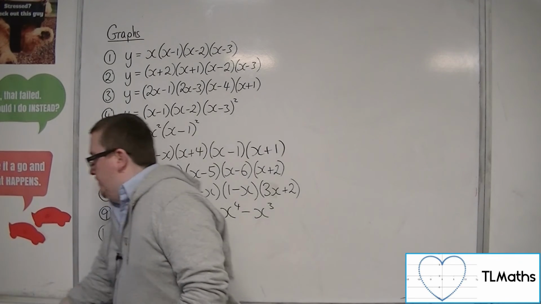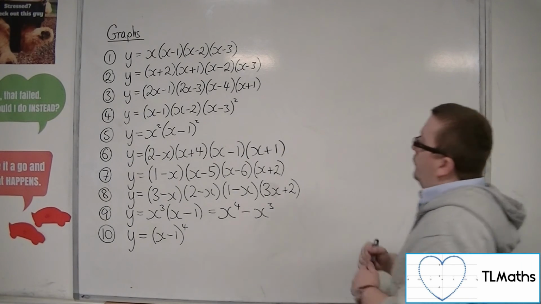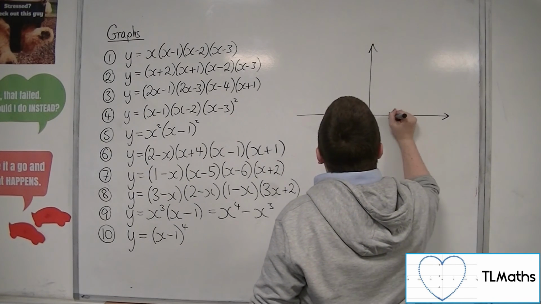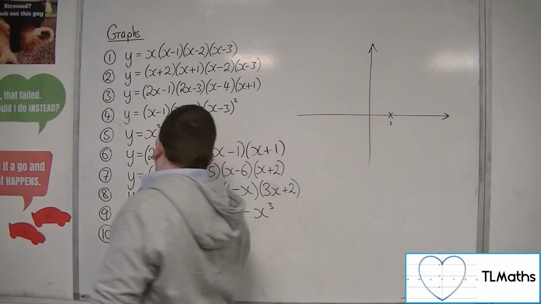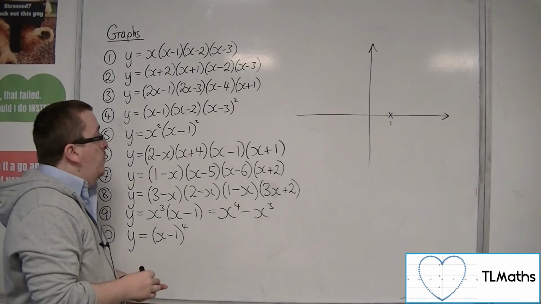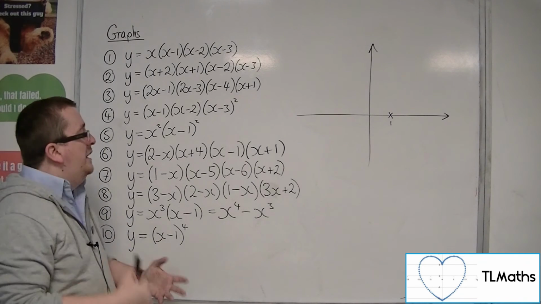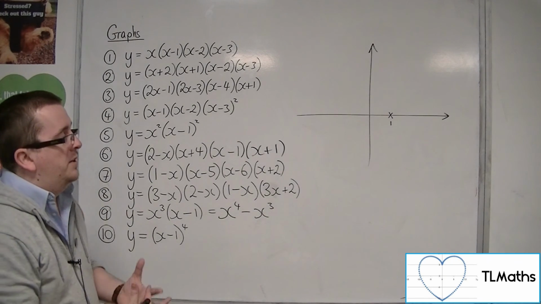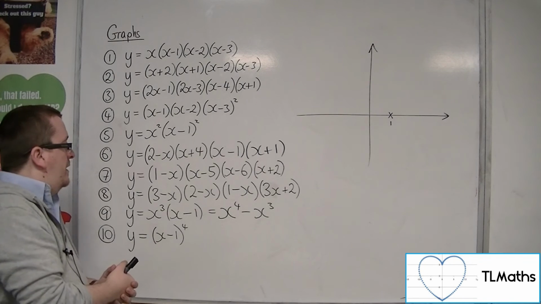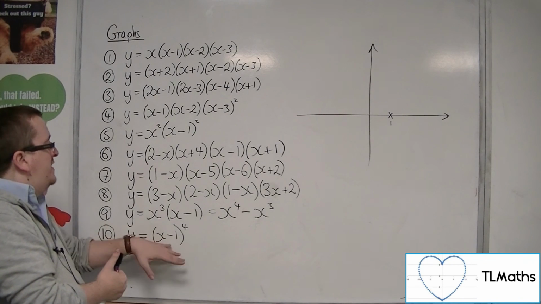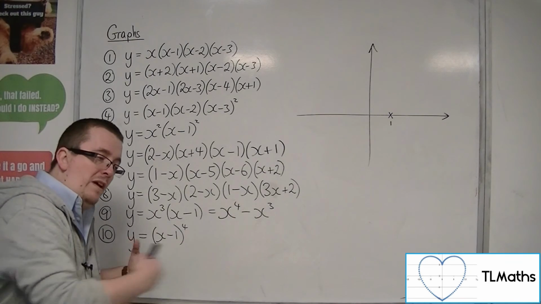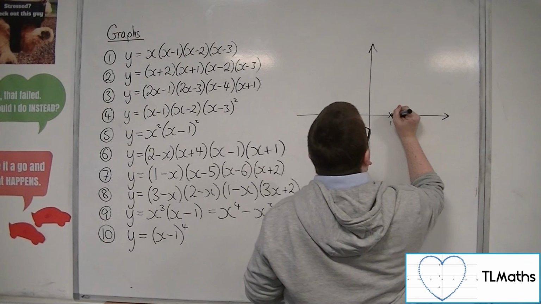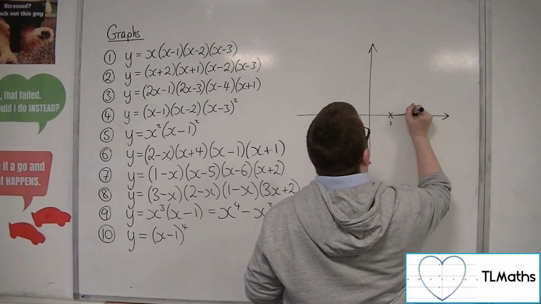Right, and last but not least, we have y is equal to (x minus 1) to the 4. So all we know from this one is that it is going through 1 on the x-axis. Now we know what y equals x to the 4 looks like. It looks like a curve that has a flat bottom and has quite steep sides. And if I've just replaced x with x minus 1, that's just translated it 1 to the right. So actually, this is the translated curve of y equals x to the 4.